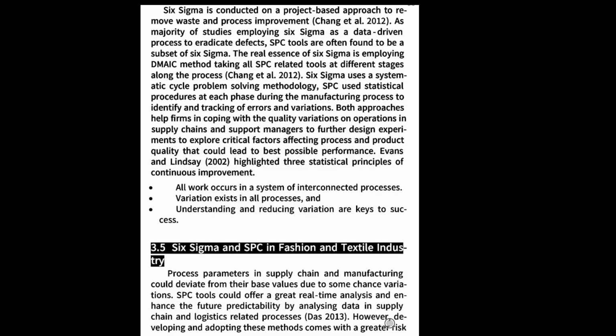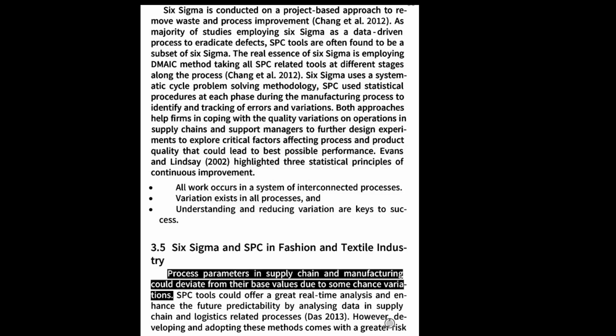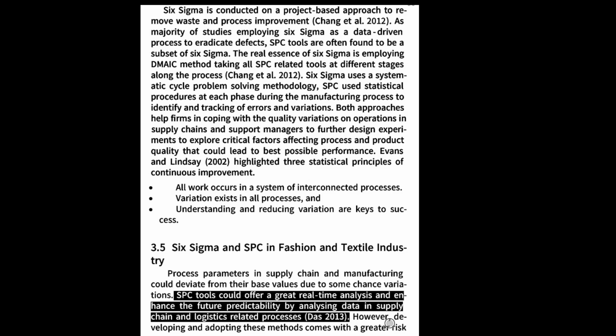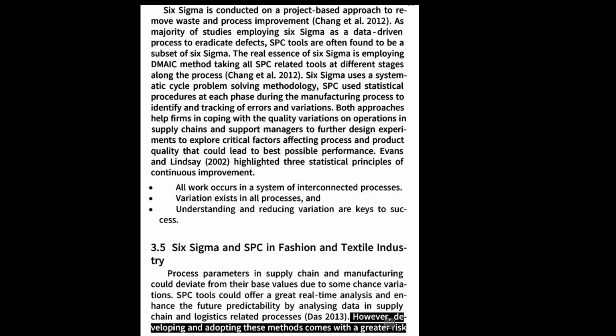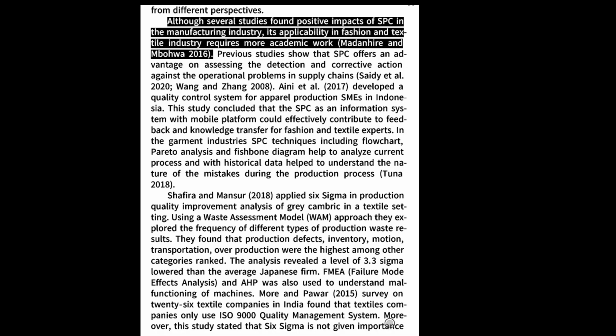3.5 Six Sigma and SPC in the fashion and textile industry. Process parameters in supply chain and manufacturing could deviate from their base values due to some chance variations. SPC tools could offer great real-time analysis and enhance future predictability by analyzing data in supply chain and logistics-related processes. Das 2013. However, developing and adopting these methods comes with a greater risk from different perspectives. Although several studies found positive impacts of SPC in the manufacturing industry, its applicability in the fashion and textile industry requires more academic work. Madanhire and Mbohwa 2016.